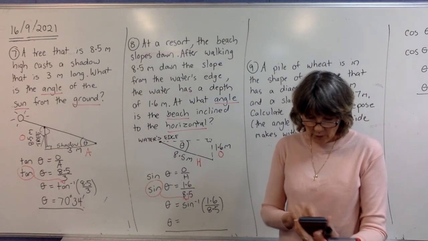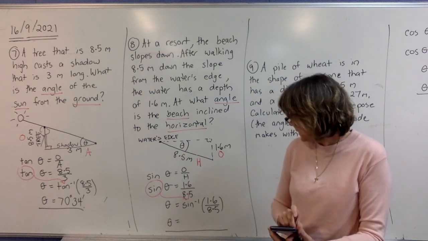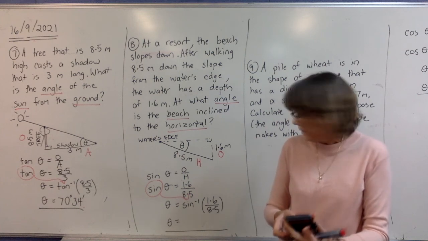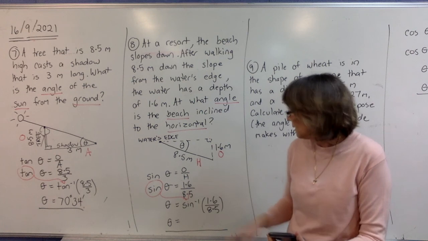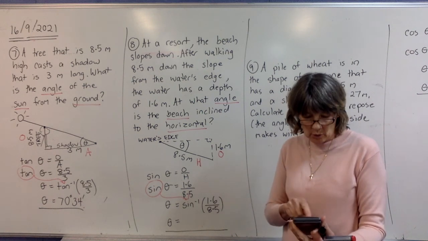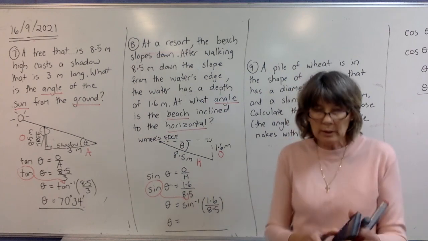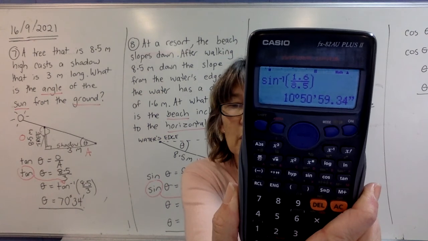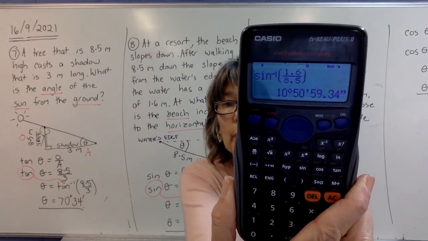So, shift sine, fraction key, 1.6 on the top, down arrow, 8.5 on the bottom, right arrow, bracket, equals. When you get your answer, you go to your degrees, minutes, seconds button, press it, and you will end up with that: 10 degrees, 50 minutes, 59.34 seconds.